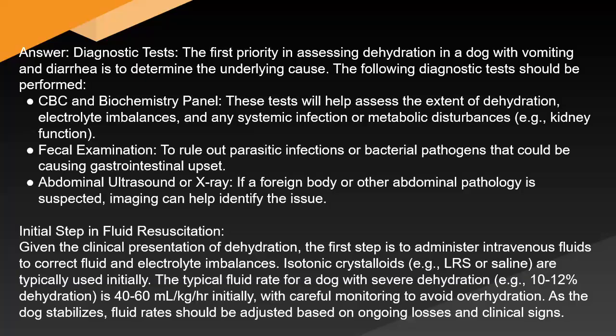Initial step in fluid resuscitation. Given the clinical presentation of dehydration, the first step is to administer intravenous fluids to correct fluid and electrolyte imbalances. Isotonic crystalloids, LRS or saline, are typically used initially. The typical fluid rate for a dog with severe dehydration, e.g. 10-12% dehydration, is 40-60 mL/kg/hr initially, with careful monitoring to avoid overhydration. As the dog stabilizes, fluid rates should be adjusted based on ongoing losses and clinical signs.